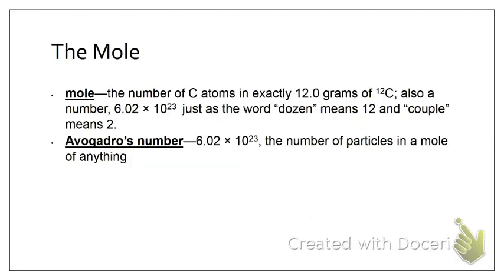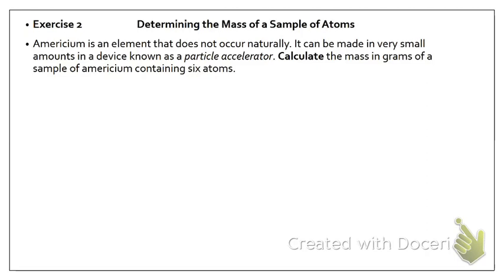The mole. We know what the mole is, right? Okay, Avogadro's number, 6.02 times 10 to the 23rd. It's the number of particles in anything. When you have a mole of atoms, a mole of molecules, a mole of ions, you can have a mole of formula units. And, of course, it's the number of carbon atoms in exactly 12 grams of carbon-12, and it's a counting number.